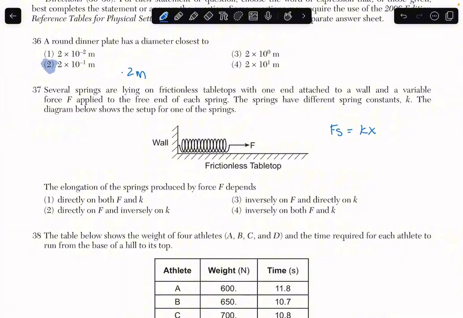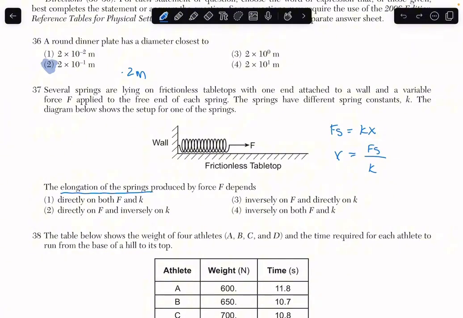So, if we want to see what the elongation of the spring depends on based on the force F, we have to get the x, the elongation of the spring, by itself. So we could just make a new equation here by just dividing, and we'll get x equals Fs over K. So an inverse relationship is when something goes up and the other thing goes down. So for example, if we increase K here, then that means our x is going to go down. So K, our spring constant, has an inverse relationship.